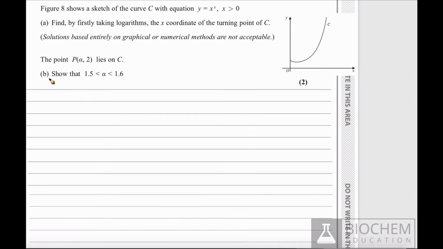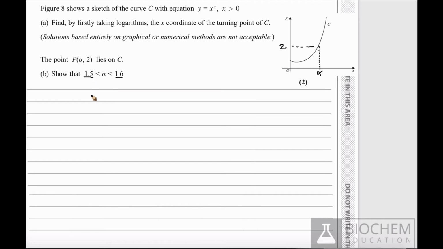Question 11, part B. The point P with x-coordinate alpha and y-coordinate 2 lies on C. So suppose our alpha is here. This is the x-coordinate, which when extrapolated onto the curve will give a y value, which is 2. Part B states that we show that this value of x, which is alpha, lies between 1.6 and 1.5.